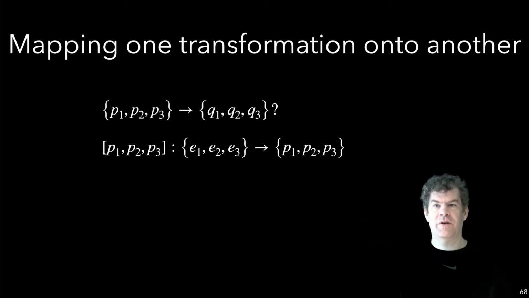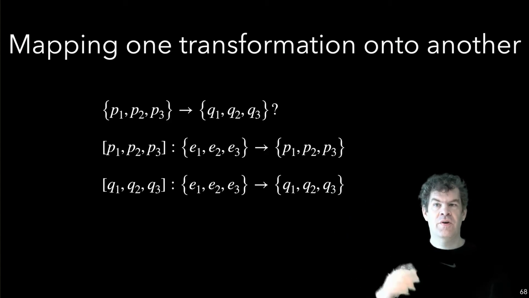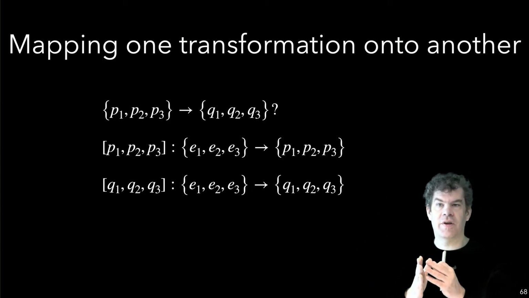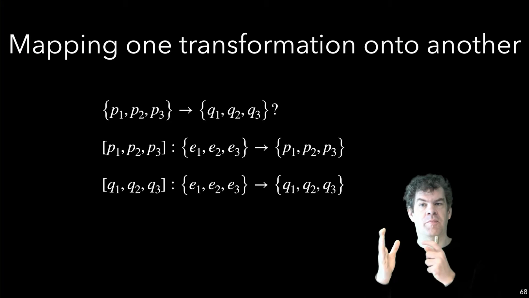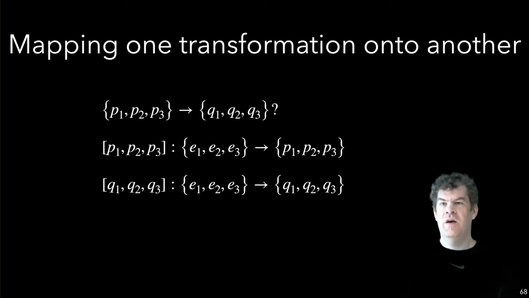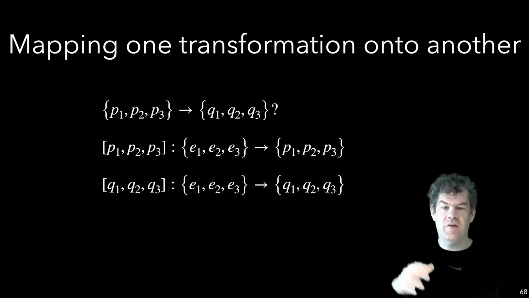But now we have a matrix. And we can do the same funny trick with the Q's, right? If we throw Q1, Q2, and Q3 into a matrix, and we multiply those with the base, we also get Q1, Q2, and Q3, okay? Why am I doing that? I want to get from P's to Q's, and not from E's to the P's and E's to the Q's.